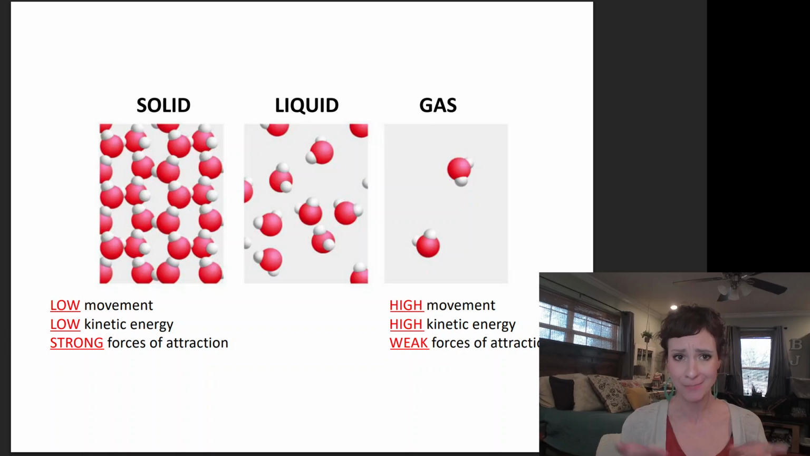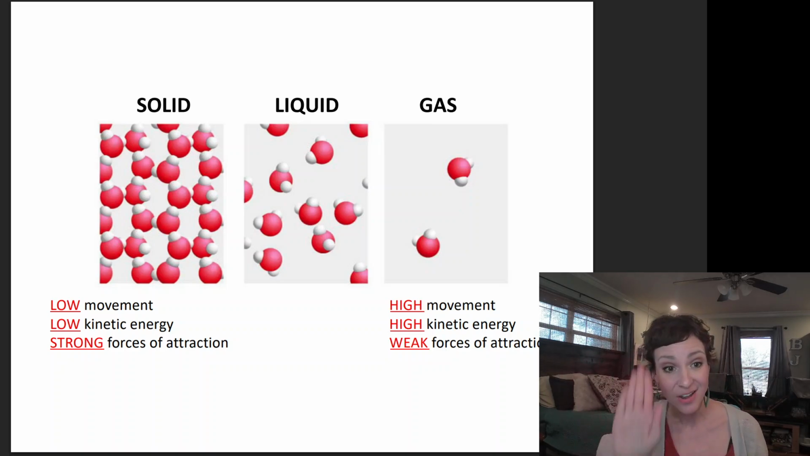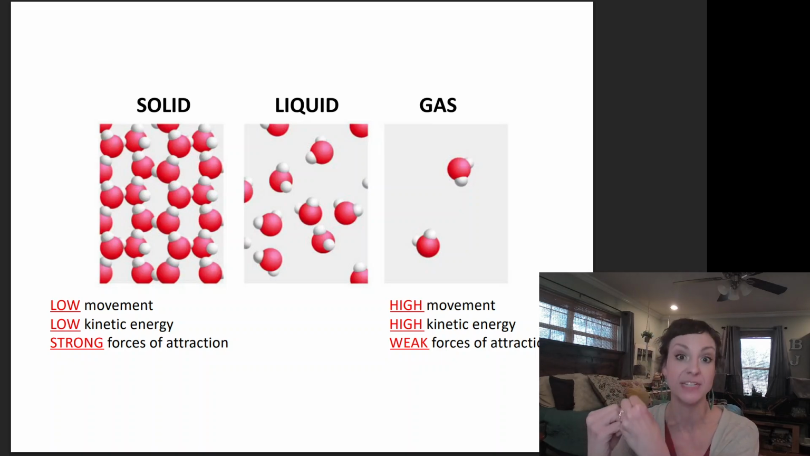Okay. So on my little graph here, a picture comparison of a solid, a liquid, and a gas. On my solid section, we're going to say that they have low movement. And by definition, if they have low movement, they're going to have low kinetic energy. Also, that's going to mean my solids typically have strong forces of attraction wanting to keep them together.